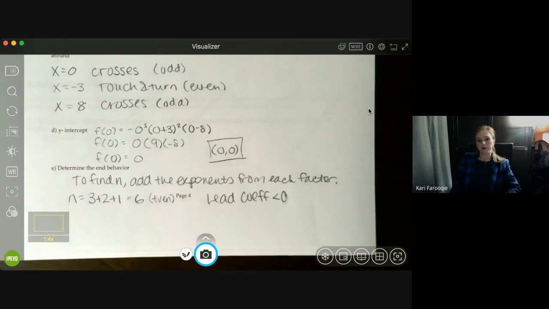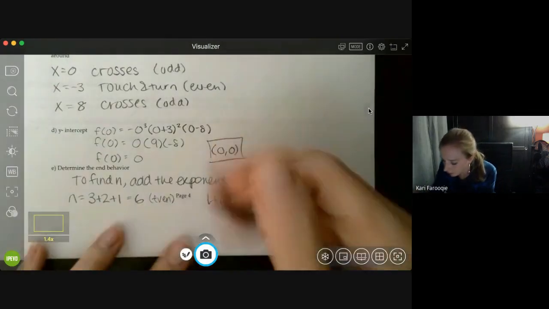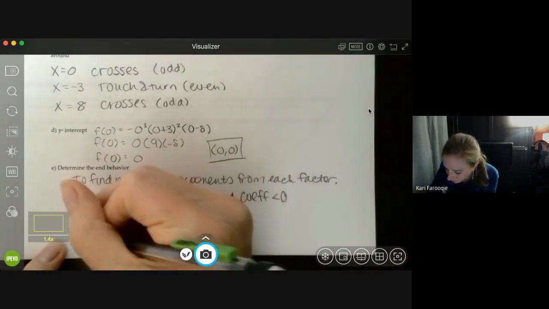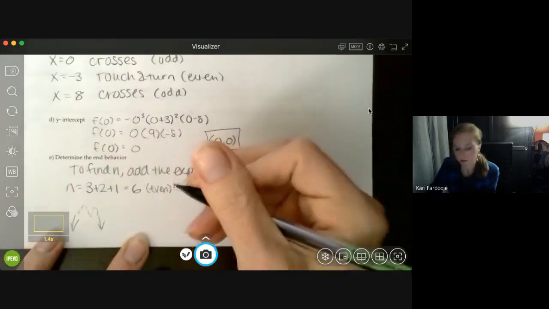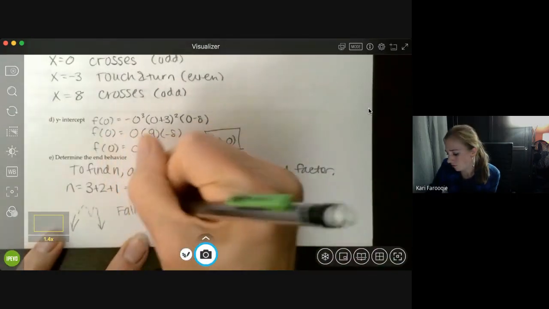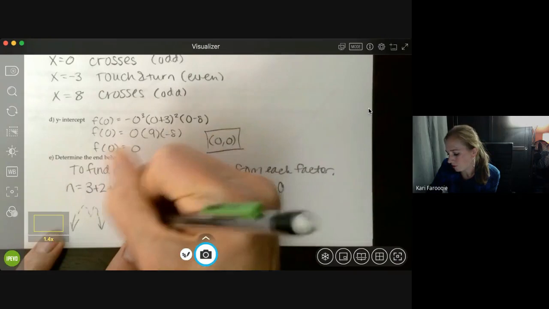Okay, so n is even. So we know we're either having rises left, rises right, or falls left, falls right. But the fact that the lead coefficient's negative says that we're going to fall left, fall right. So our end behavior looks something like this, and we'll say falls left, falls right.